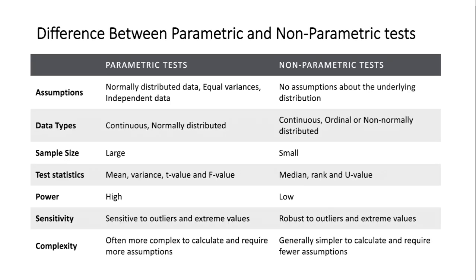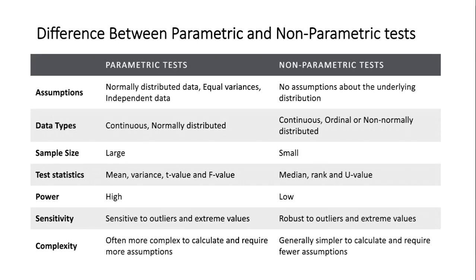Difference between parametric and non-parametric tests. In parametric tests, assumptions are normally distributed data, equal variances, independent data. In non-parametric tests, no assumptions about the underlying distribution. In parametric tests, data types are continuous, normally distributed. In non-parametric tests, data types are continuous, ordinal, or non-normally distributed. In parametric tests, sample size should be large. And in non-parametric tests it is small.